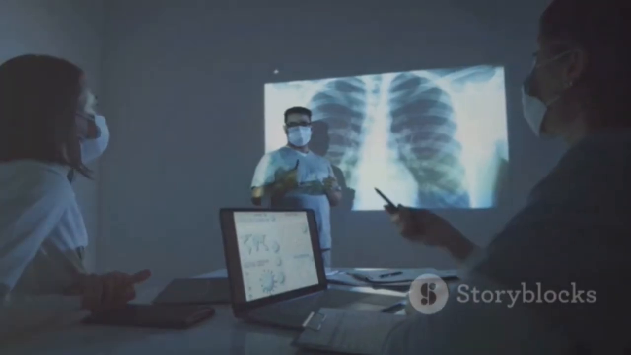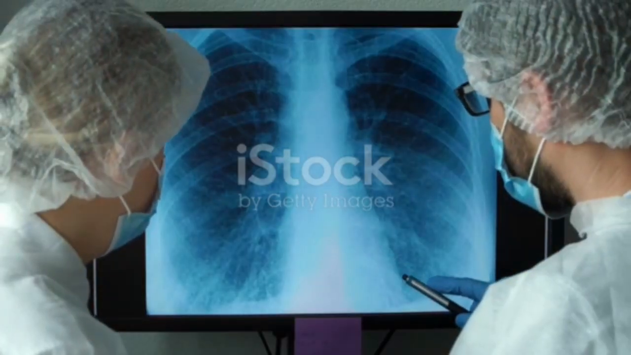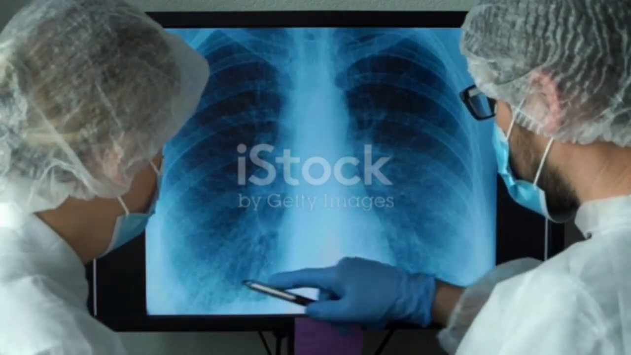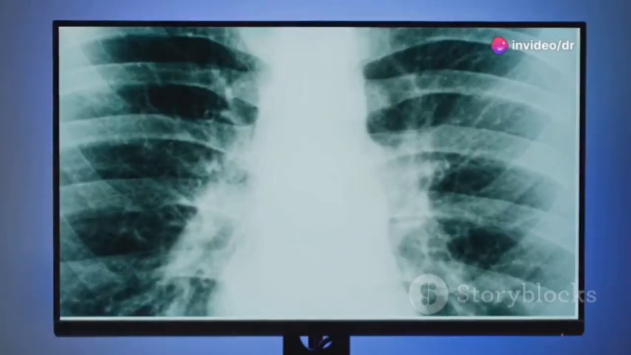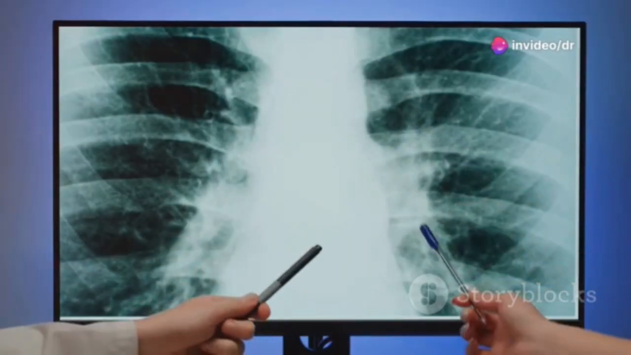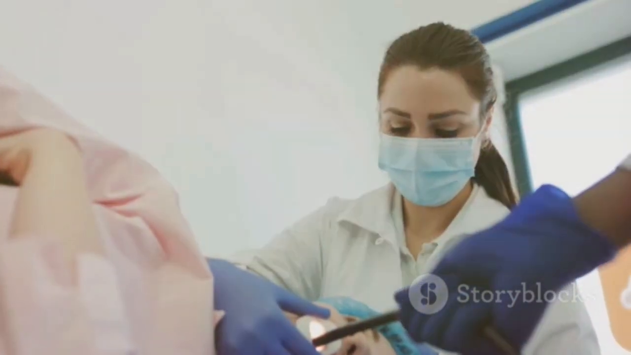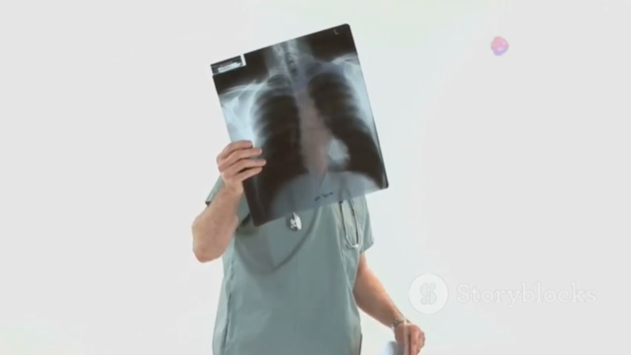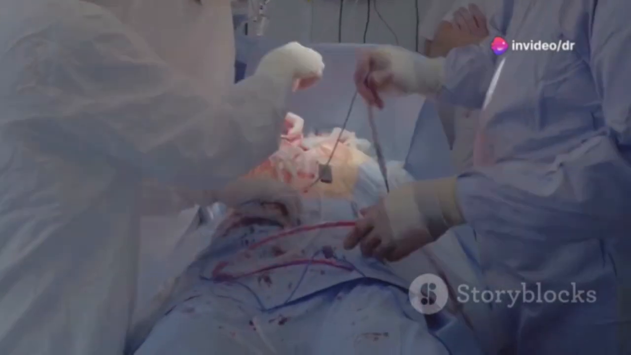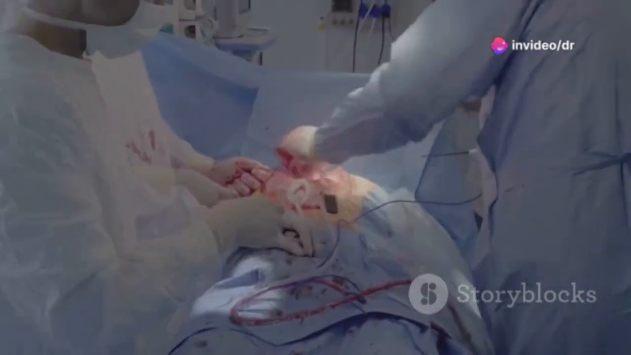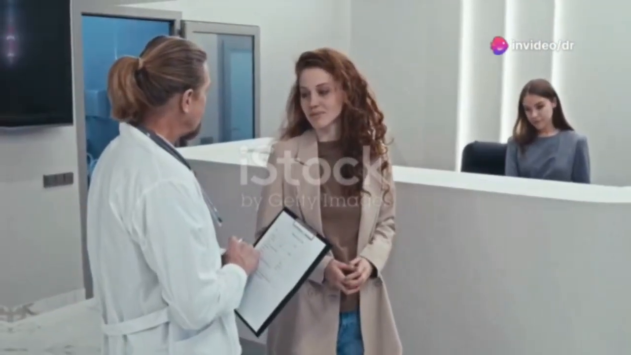Indications for chest tube insertion include pneumothorax or collapsed lung to remove air from the pleural space, hemothorax to drain blood from the pleural space, pleural effusion to remove excess fluid which can be due to infection, malignancy, or other causes, empyema to drain pus resulting from infection, chylothorax to drain lymphatic fluid accumulation, post-surgical care after thoracic surgeries to prevent complications.